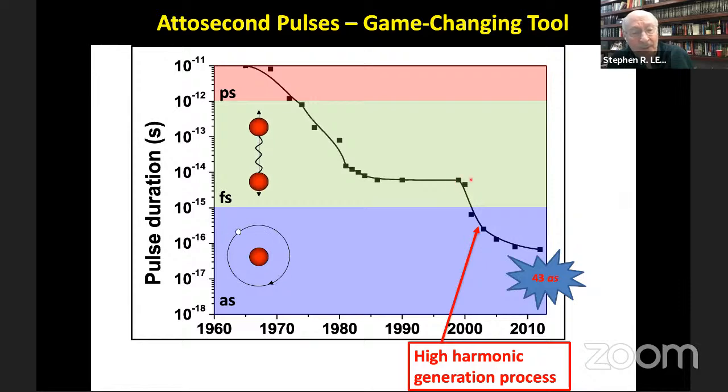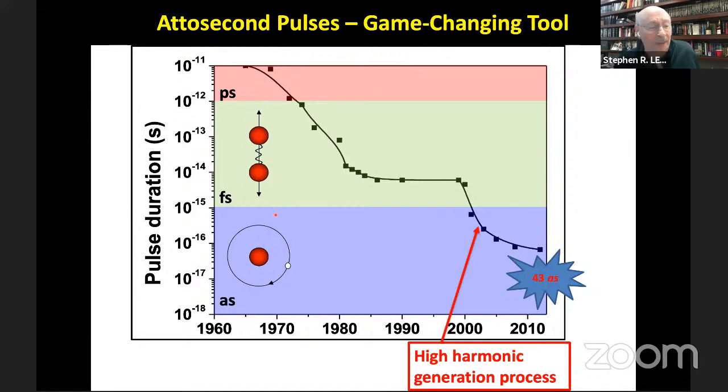But then you see here in the late 90s, there was this abrupt decrease in pulse duration. So these are the durations of pulses, basically. And what happened here is the invention or the utilization of high harmonic generation processes that allowed one to make much, much shorter pulses by moving into the X-ray or the extreme ultraviolet. And now there's a claimed world record of a pulse as short as 43 attoseconds in duration.